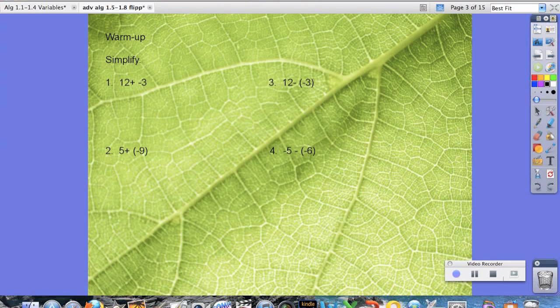So just a quick review. Let's do a couple quick warm-up problems. This would be a really good time for you to pause your screen and try solving these four warm-up problems on your own. Hopefully you've paused your screen and you're coming back to check your answers.